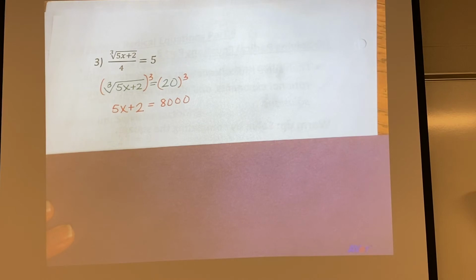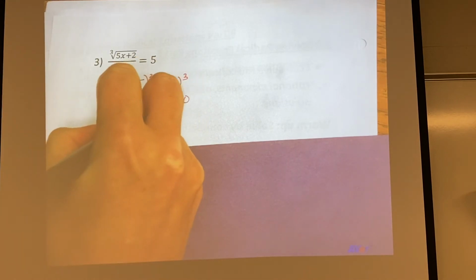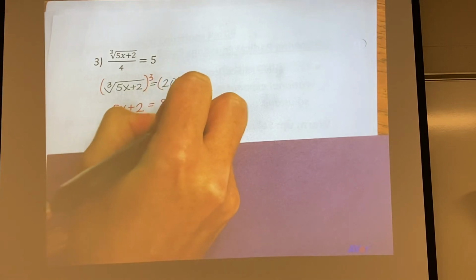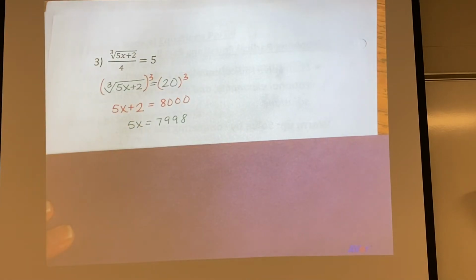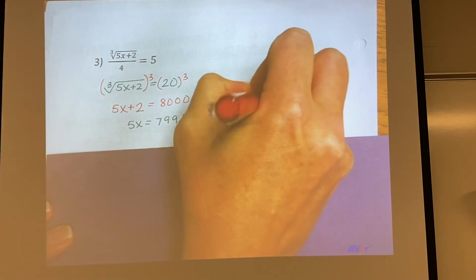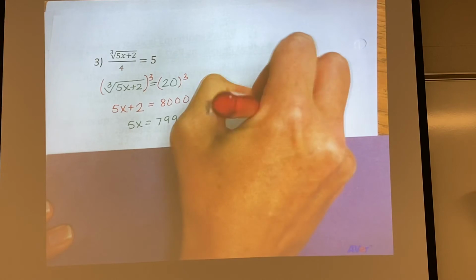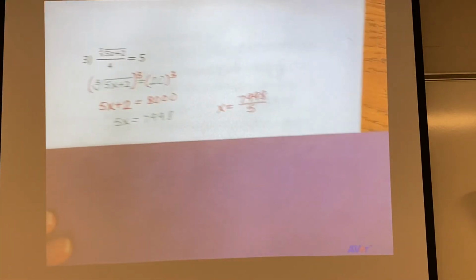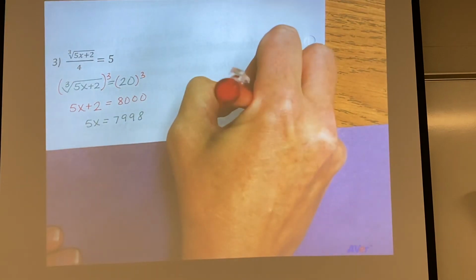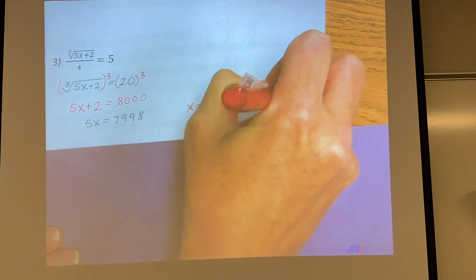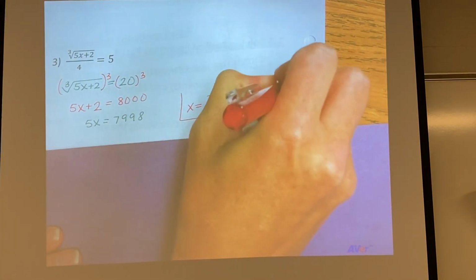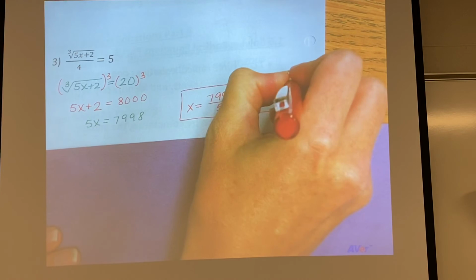So then we can solve that to get 5x equals 7,998. And then, of course, to get x by itself, we divide by 5. So x equals 7,998 divided by 5. Now, if you were actually to divide that by 5, the decimal isn't an ugly one. It's a nice terminating decimal. So either one of those answers would be okay. But if it is a repeating or non-terminating decimal, then you need to leave it as a fraction.